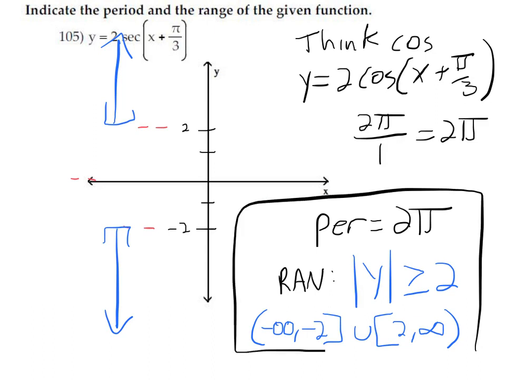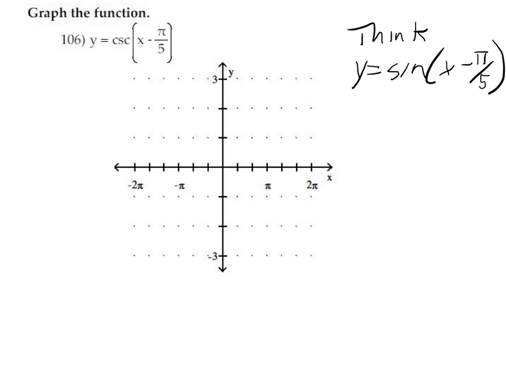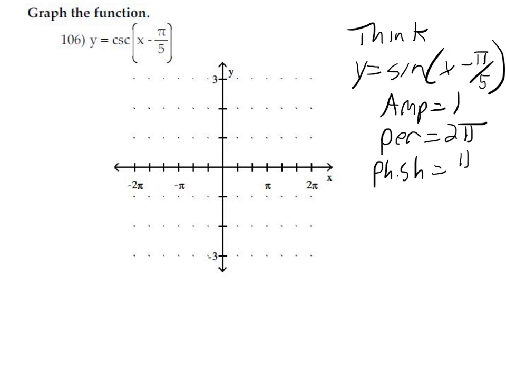But other than what form to write your answer in, we have completed this problem. Graph the function y equals cosecant of x minus pi fifths. Well, we want to think y equals sine of x minus pi fifths. Amplitude is 1. Period is regular 2 pi. Phase shift is right pi fifths. There's no vertical shift. There's no plus outside of this thing.